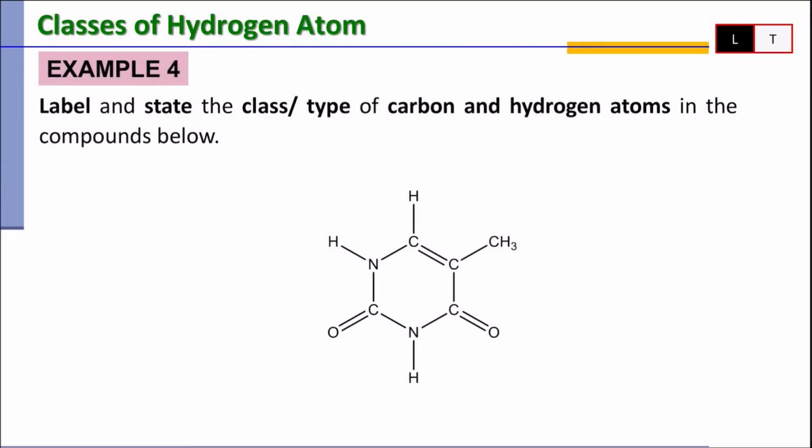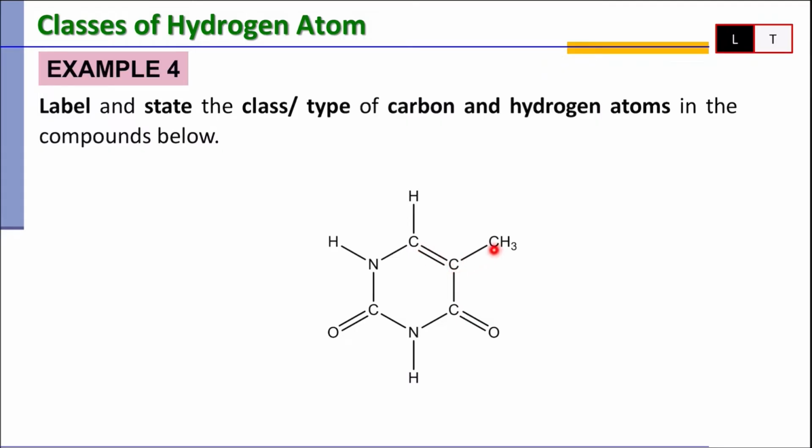Next, example 4. Example 4, dia minta saya untuk label dan state the class or type of carbon and hydrogen atom. So, dua-dua kelas carbon hydrogen dia minta dalam molekul ini. Saya dah ajar, kena tengok dulu carbon yang ada single bond. Kalau lihat, this carbon. Okay, this carbon, dia bonded kepada double bond. So, tak boleh kelaskan. Same goes for this carbon.